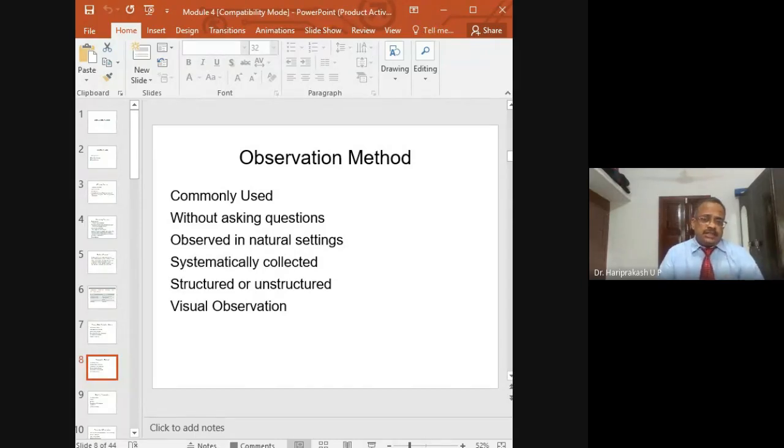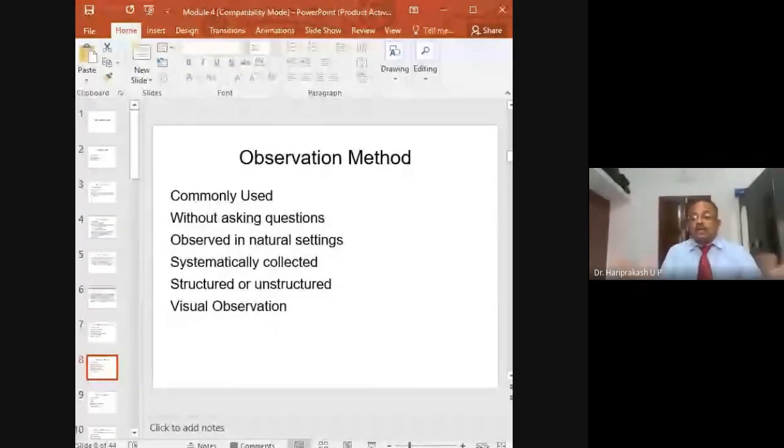So this gives an answer for retail behavior. So such studies may be useful observation. So you are not asking anything through a questionnaire. You are not interacting with the respondents. You are just observing them and collecting the data. So that is observation method. So you are not asking anything and it is in the natural settings. The observation is being done in the natural settings. It is in a retail outlet.